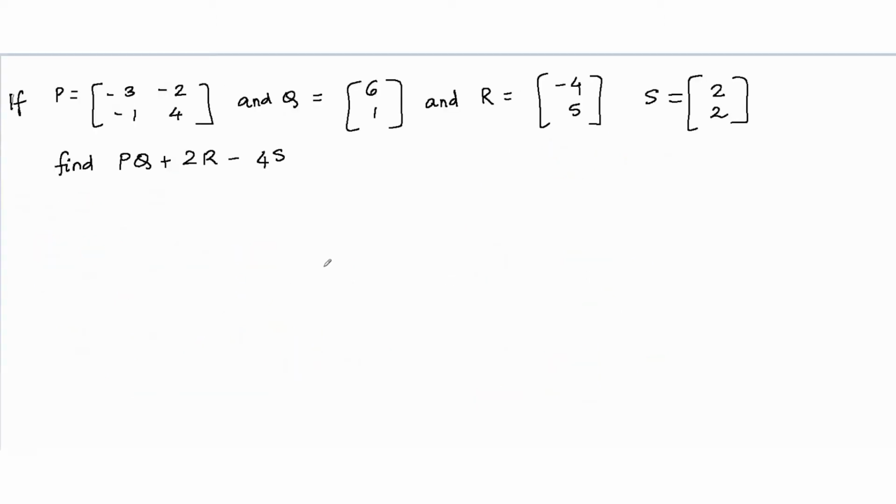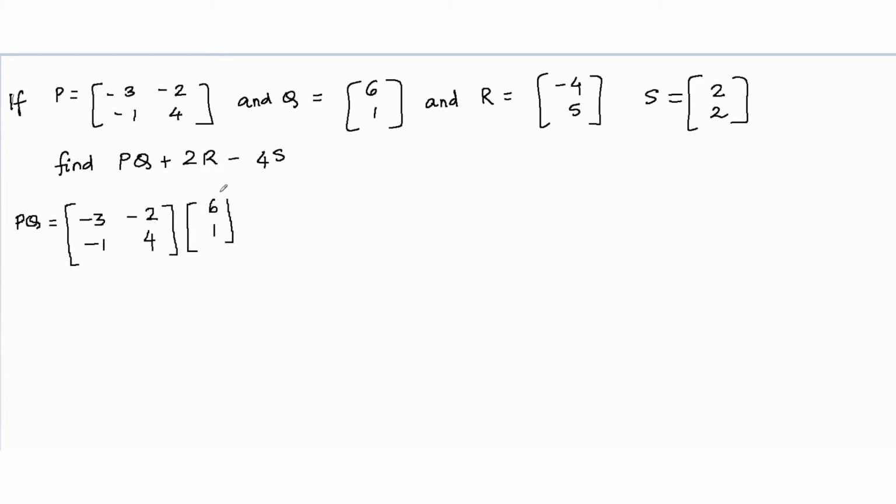So in this question, we have matrices P, Q, R and S given to us, and we have to find the value of PQ plus 2 times R minus 4 times S. Now the matrix PQ will be equal to the matrix P, that's minus 3, minus 2, minus 1 and 4. This matrix is multiplied by the matrix Q, which is 6 and 1, right?